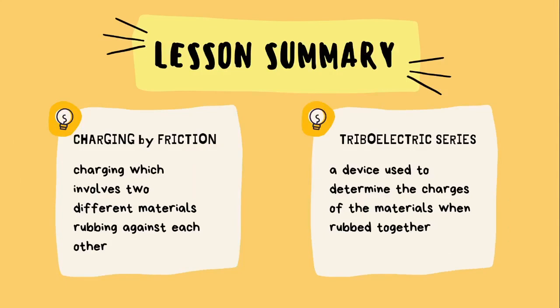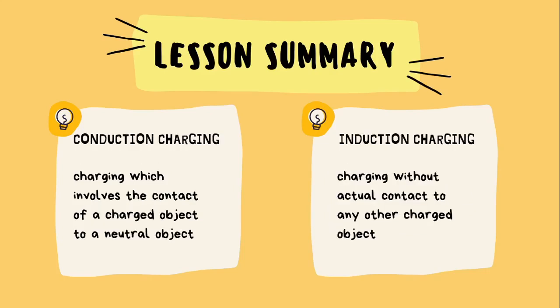Charging by friction is charging which involves two different materials rubbing against each other. Triboelectric series is a device used to determine the charges of the materials when rubbed together. Conduction charging is charging which involves the contact of a charged object to a neutral object. Induction charging is charging without actual contact to any other charged object.